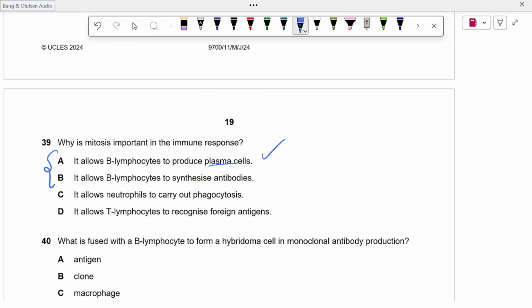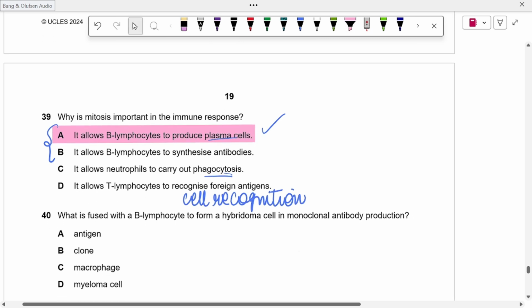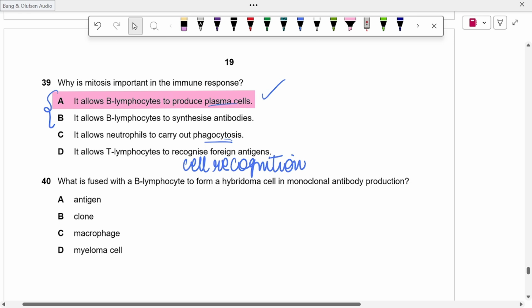It allows neutrophil to carry out phagocytosis. This is not happening through the process of mitosis. Mitosis is not involved here, phagocytosis is involved. It allows T lymphocyte to recognize foreign antigen. Cell recognition is also not an example of mitosis. Here cell recognition is happening. Your correct option is A. Plasma cells are producing antibody, and production of antibody is not an example of mitosis.